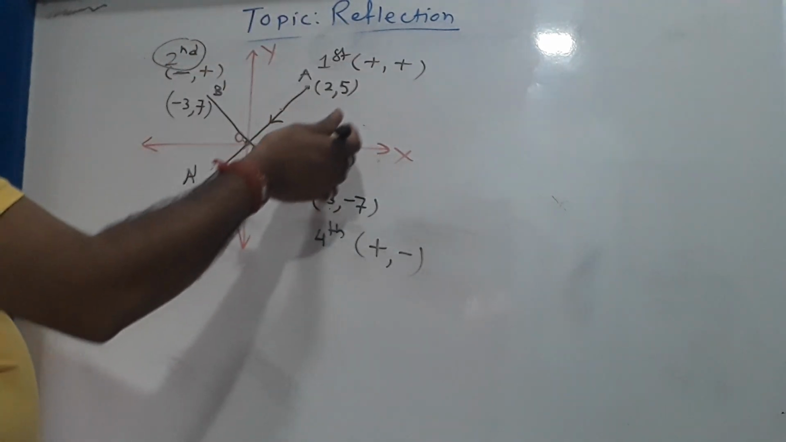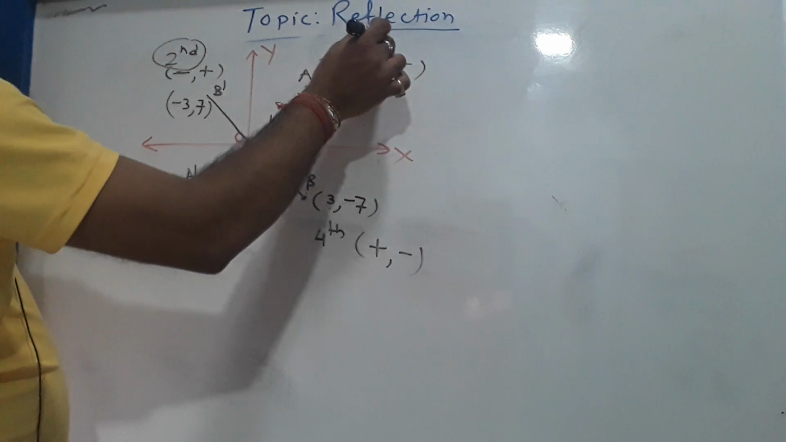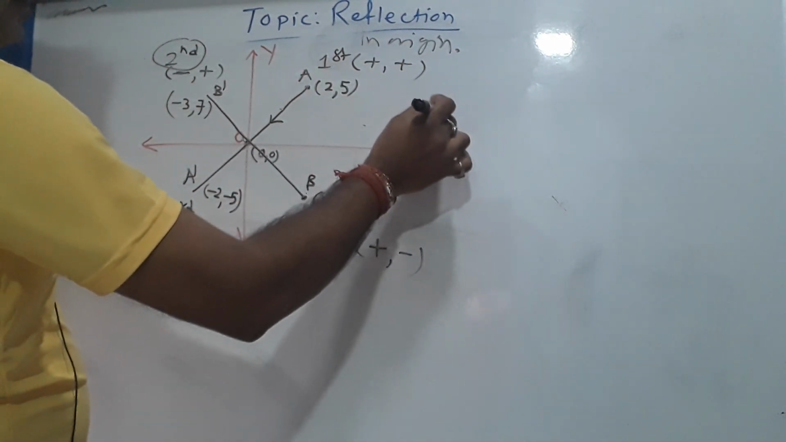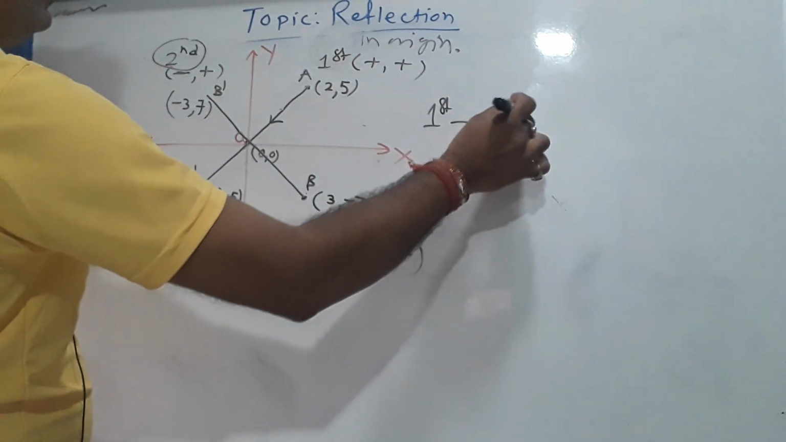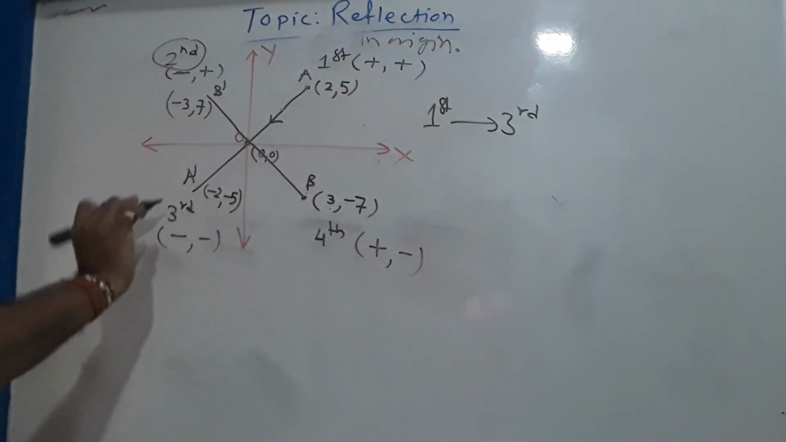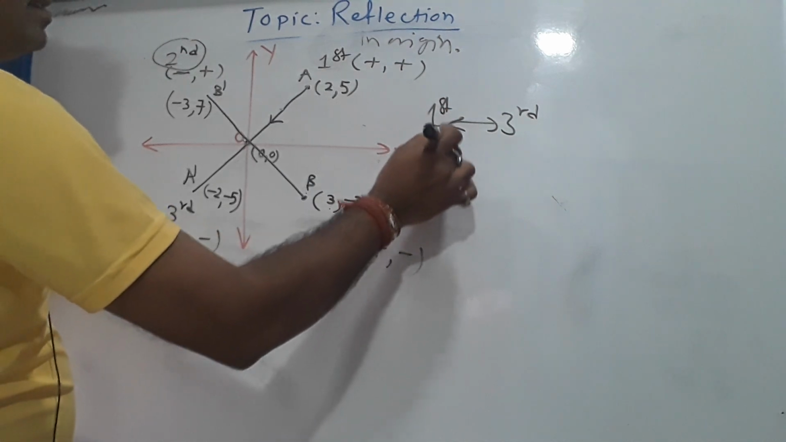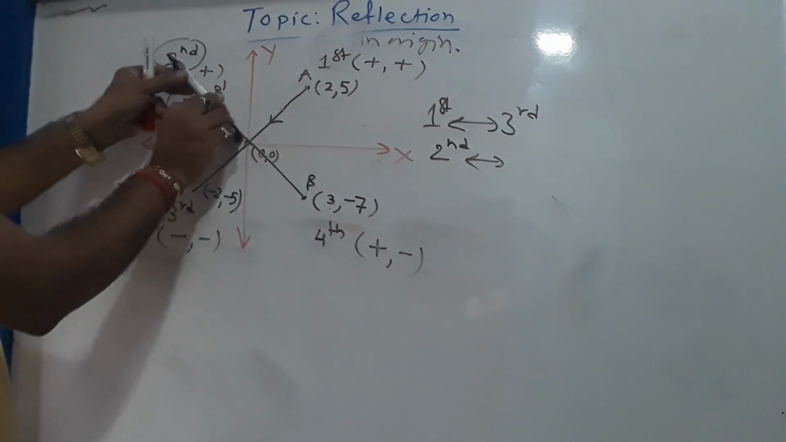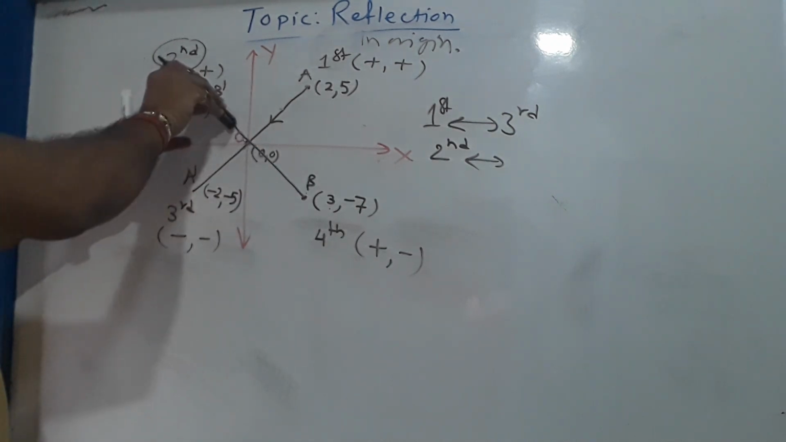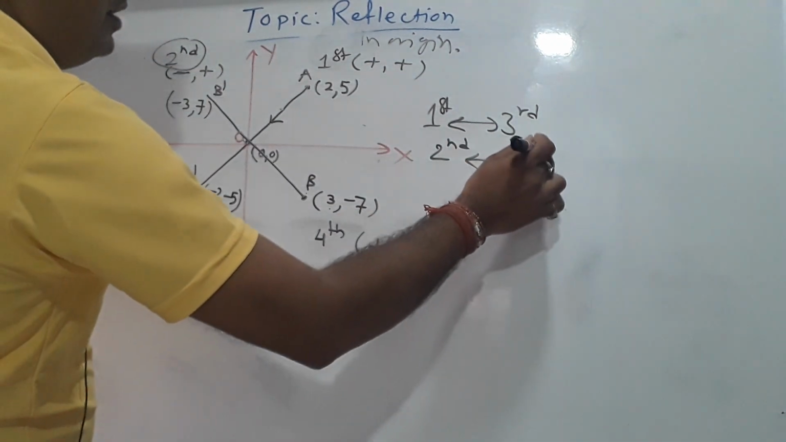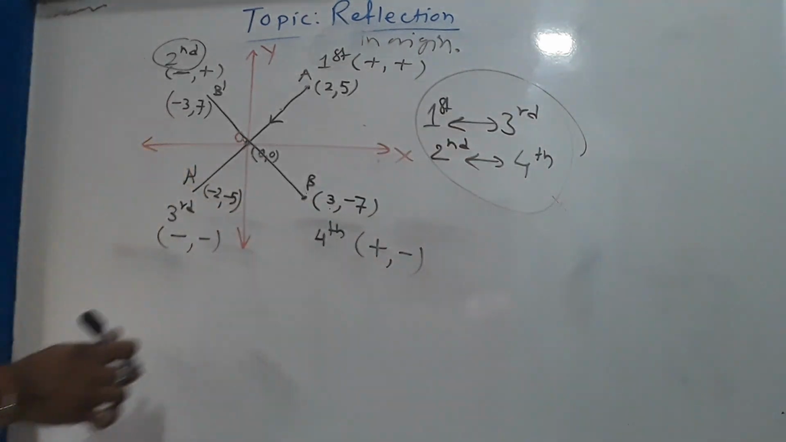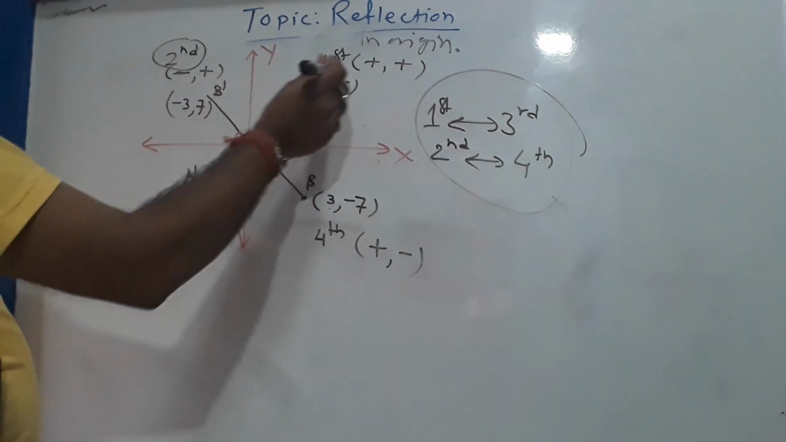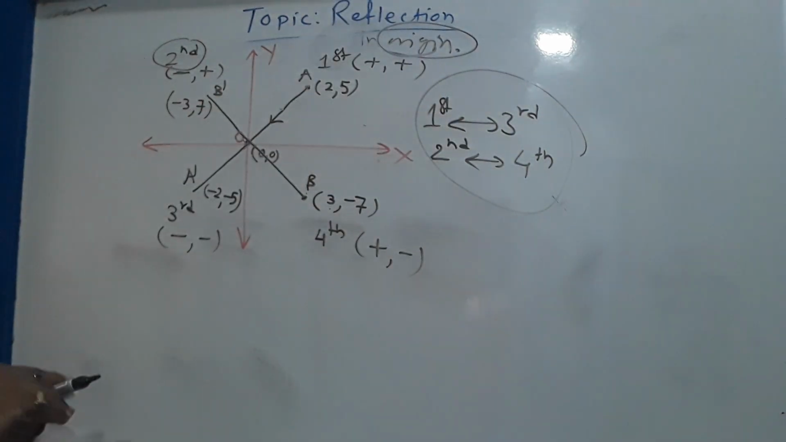So when we take reflection in origin, the first quadrant point will go to the third quadrant, and the second quadrant point will go to the fourth quadrant. The fourth quadrant will go to the second quadrant. The third quadrant will go to the first quadrant, when we take reflection in origin.